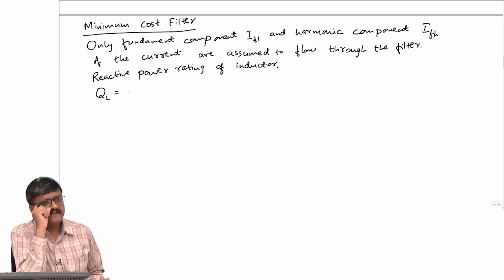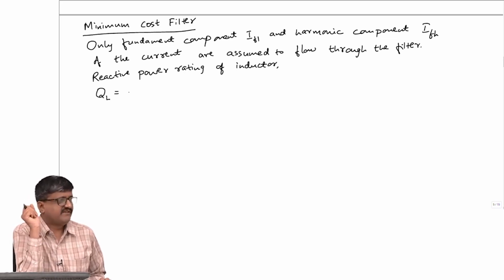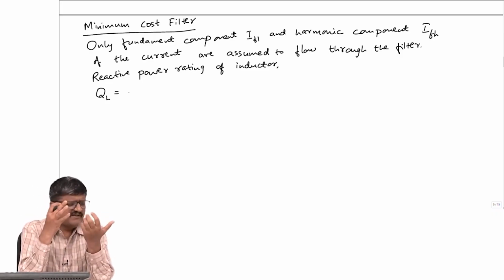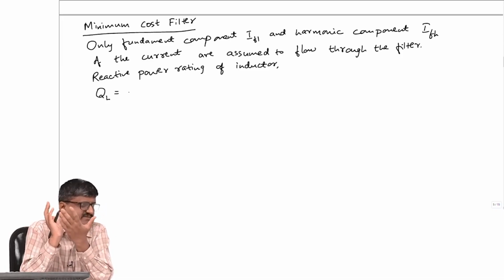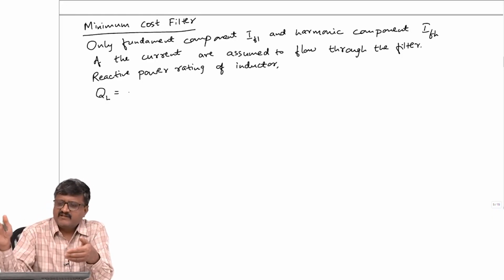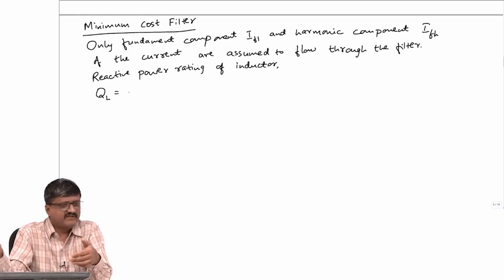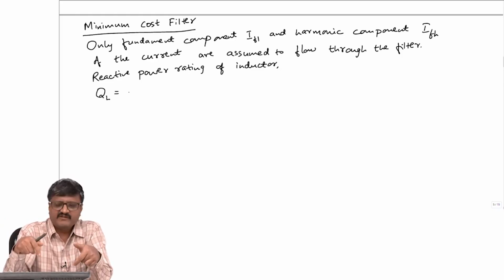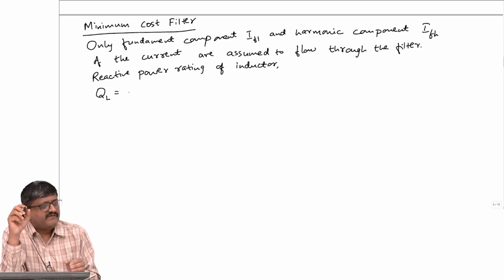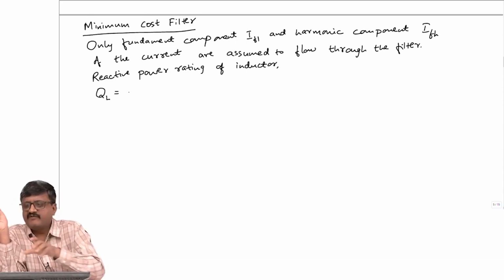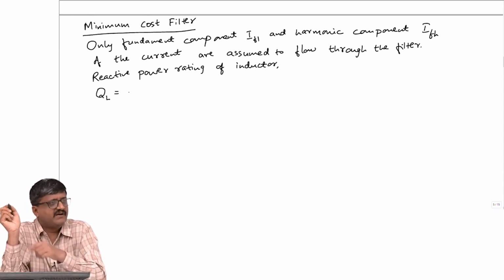So, what is the reactive power according to Budanu in this case? What is that particular definition? You take each frequency, find the reactive power and add them; that is the total reactive power. That is Budanu's definition. If I take only the fundamental and harmonic, there are only two frequencies when it comes to the filter. So, find the reactive power for the fundamental, find the reactive power for the harmonic frequency and add them.